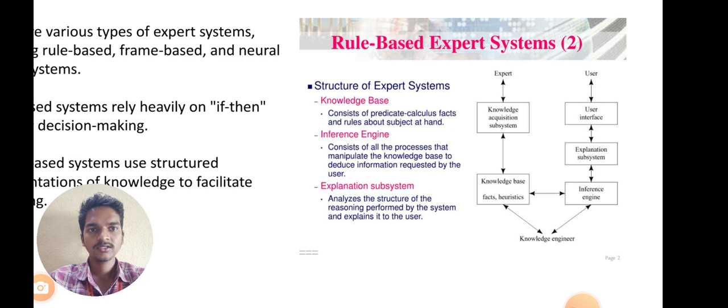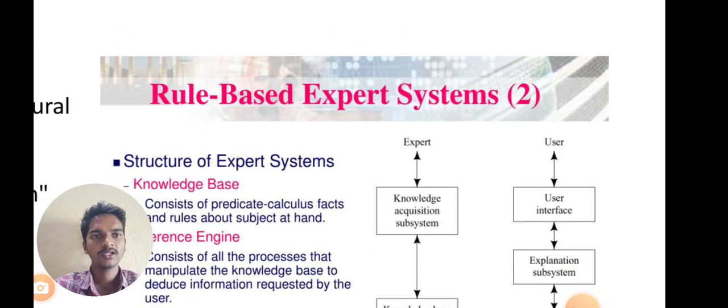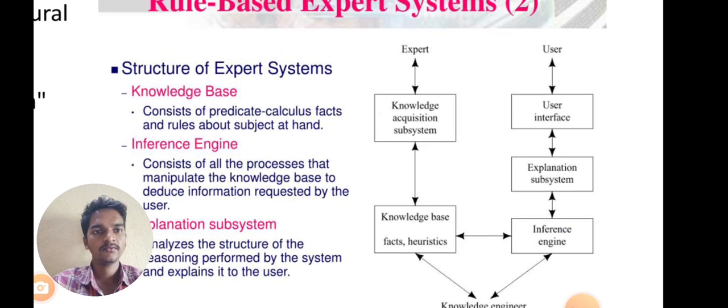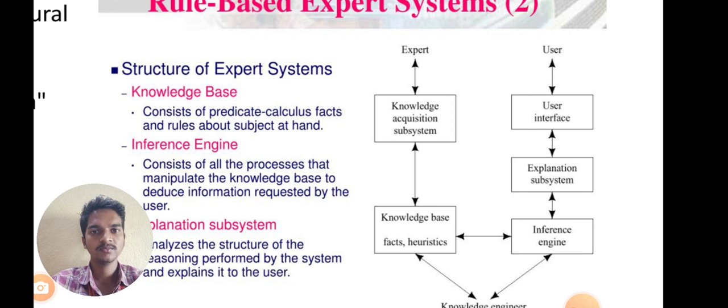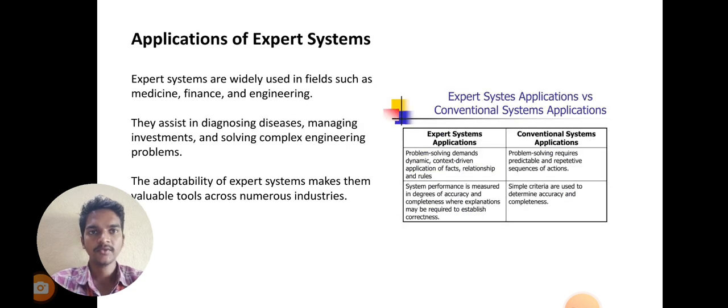And next, the explanation subsystem. What is meant by the subsystem? Let us know about it. It analyzes the structure of the reasoning performed by the system and explains it to the user. There is a small flowchart about this. Let us have a look. Expert and user. So this is the small flowchart about the expert system. We can have a brief explanation about it, and next move on to the applications of expert systems.